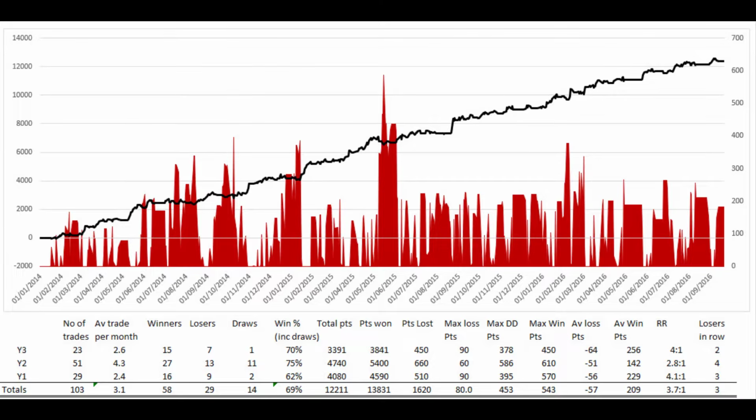So the backtest I did was over 3 years, and if you see in the bottom left there the number of trades, you can see there's only 103 trades over that period. But if you start adding in other markets to trade as well, you can build up a serious portfolio here.